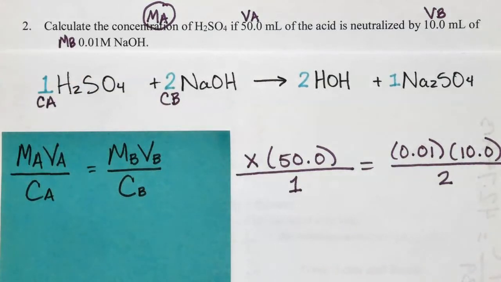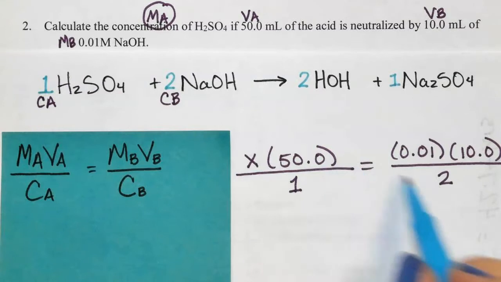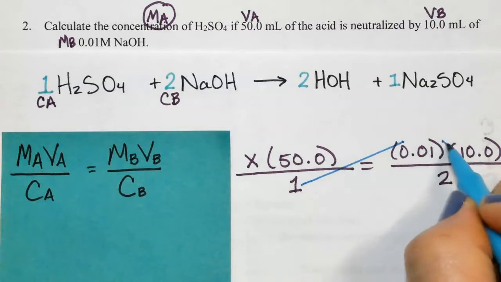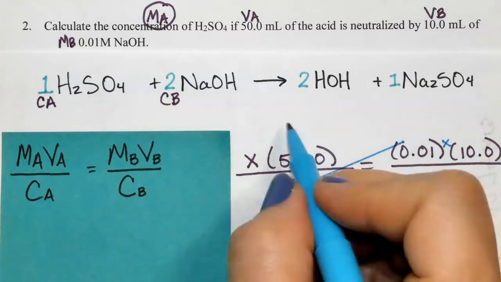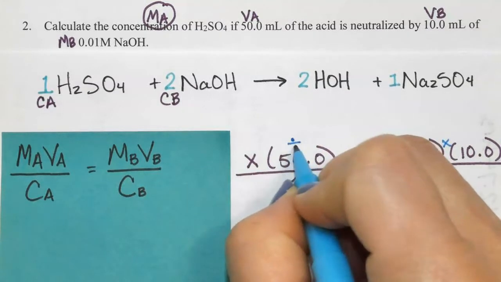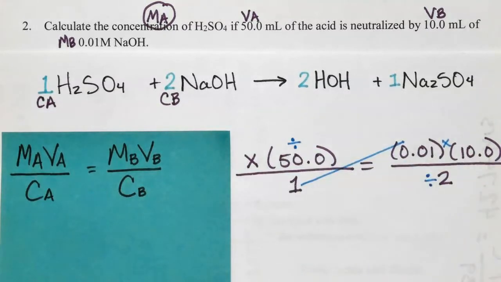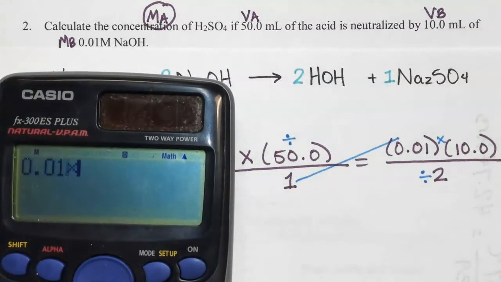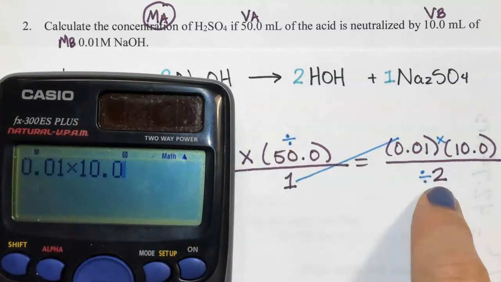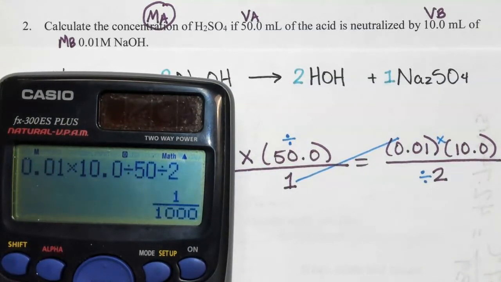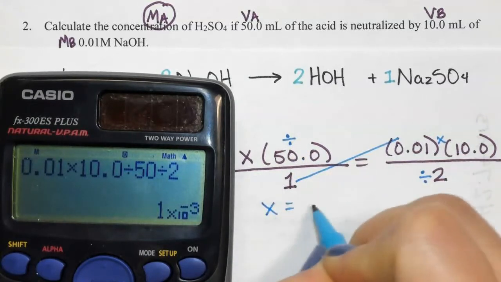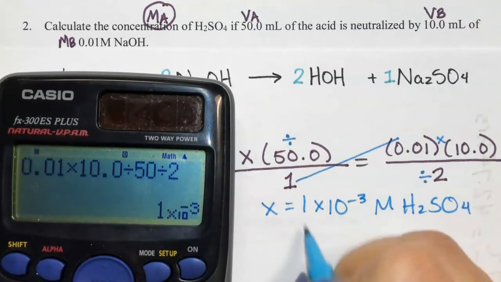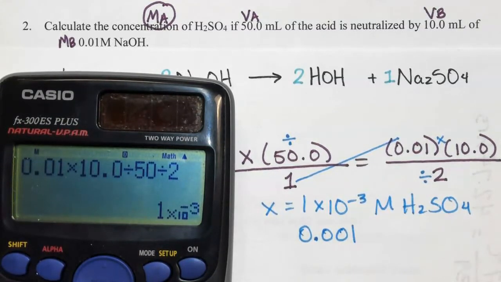Now we're going to solve this by cross multiplying. Do not cross at the X first. We're going to cross here. It's going to go 1 times 0.01 times 10.0. Then these are across with the X, so I'm going to divide by the 50, divide by the 2. And so when we calculate this, we're going to get 0.01 times 10.0 divided by 50 divided by 2, and you get 1 times 10 to the negative 3. That's the molarity of our acid. This is the same as 0.001.